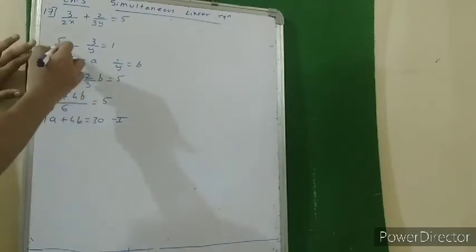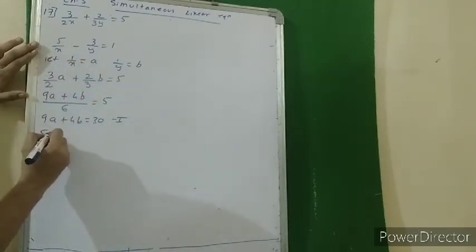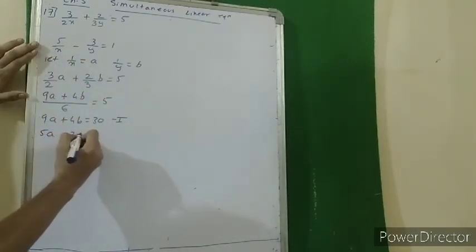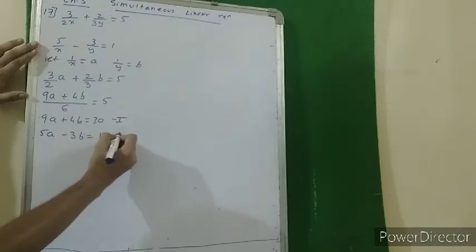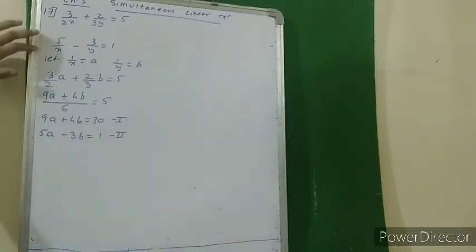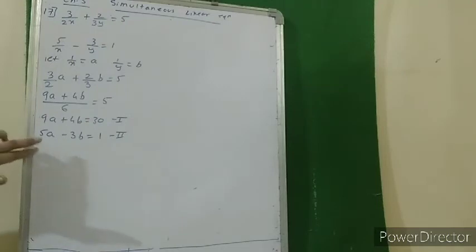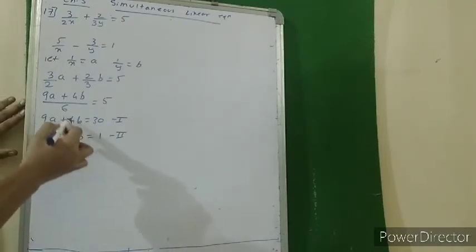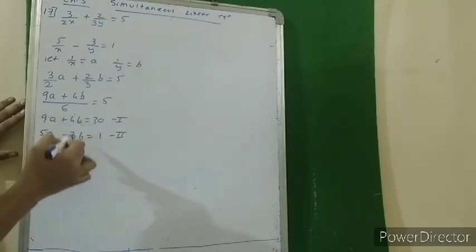Okay, and we'll do with this one. We have 5a minus 3b is equal to 1. Equation number 2. Okay, this was the easy one. So we have a and b. We can bring 12, multiplying this by 3 and this by 4.